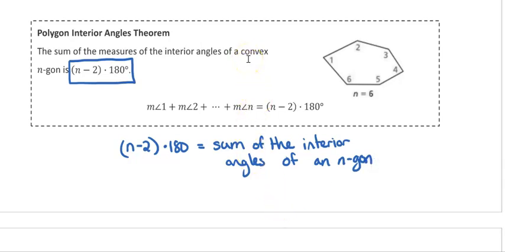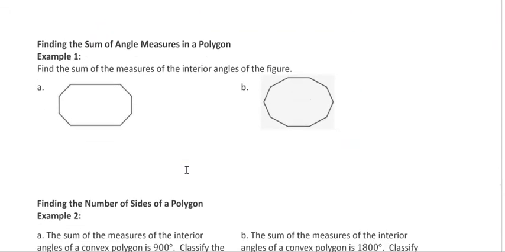It cannot be concave. Remember, concave is where if you do draw a diagonal, it can go outside of the shape. So this right here is a concave shape. So this formula does not work for concave shapes. It must be convex shapes. And n is how many sides there are. And so if you know the number of sides, you just plug that into the formula for this n. And it's parentheses n minus 2 times 180. And that gives you the sum of the interior angles.